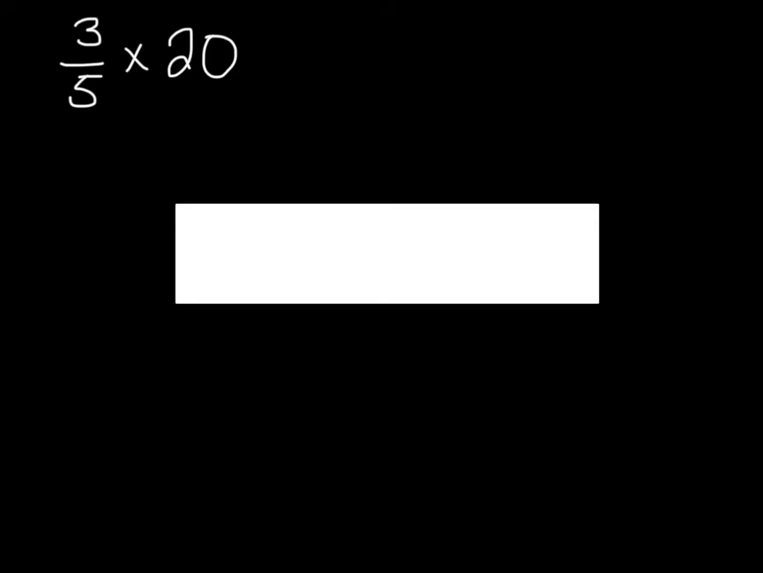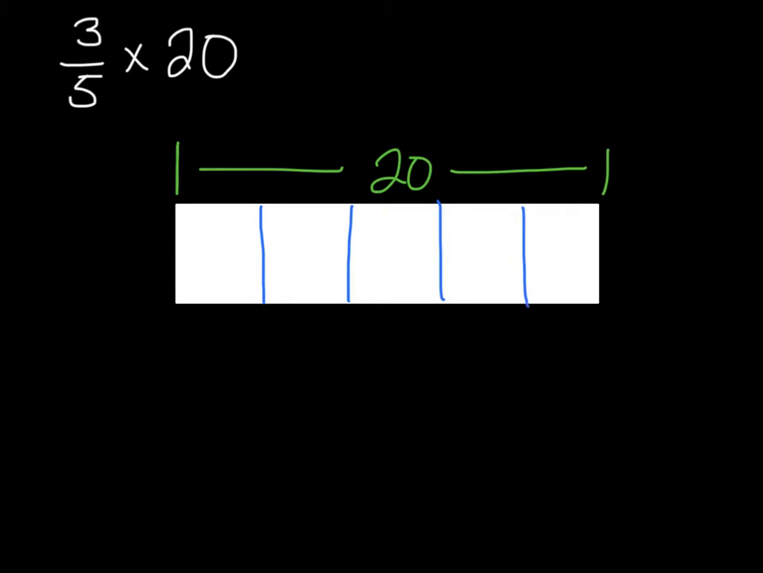So this time I went 3/5 times 20. So the whole bar is equal to a total of 20. So we always label that across the top. We want to find 3/5 of it, which means we need to chop it up into 5 parts. So as evenly as you can, break the bar up into 5 pieces.